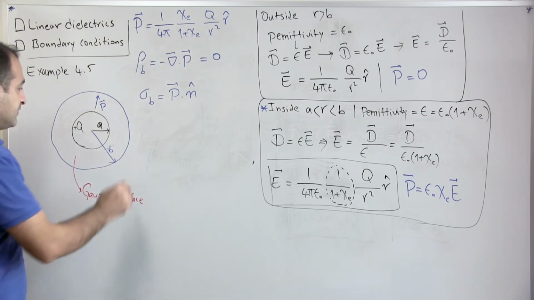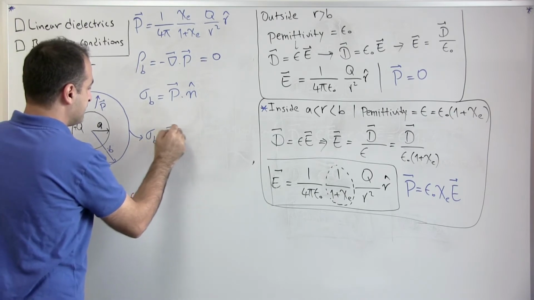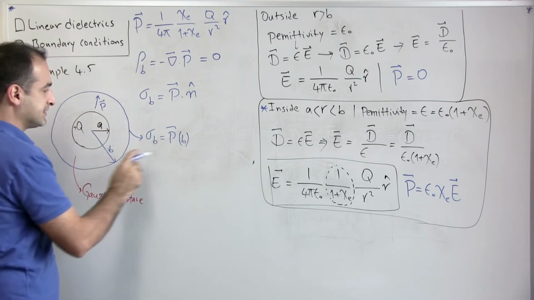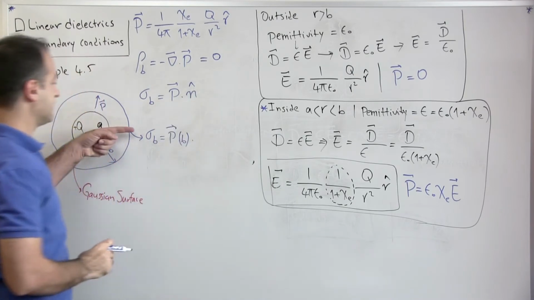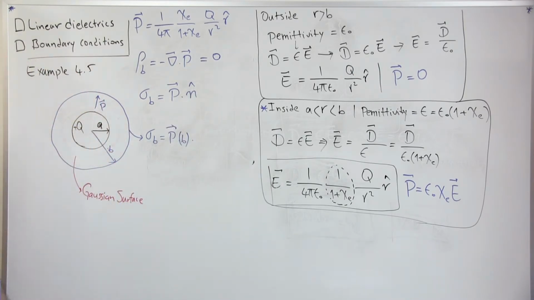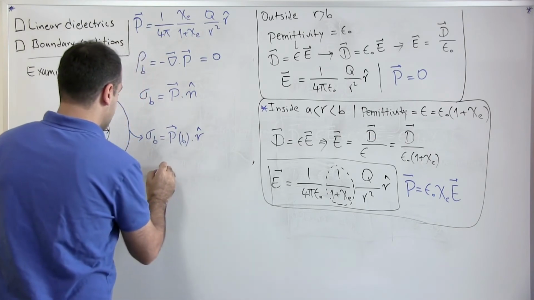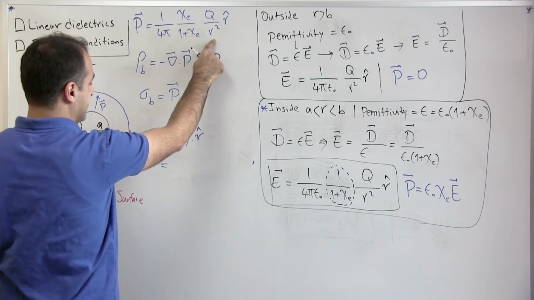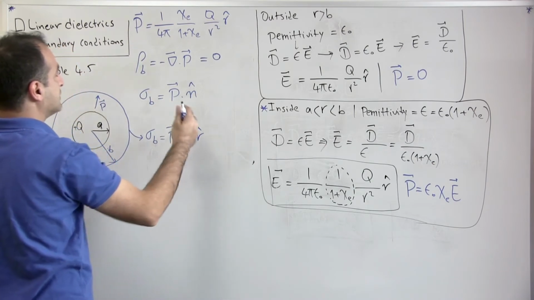Okay, so if we look at the outer surface, sigma B should be P at B. P at the right radius here. I write that as P at B times n hat, which is actually R hat. The unit vector perpendicular to the surface outward is R hat. So we have P_B dot R hat. And if we substitute B as the radius and do the dot product with R hat, we have R hat dot R hat, which just becomes 1.